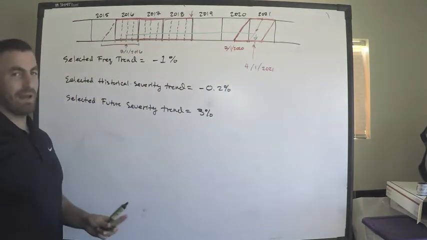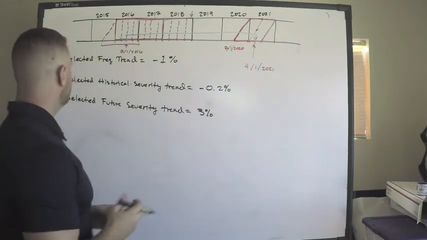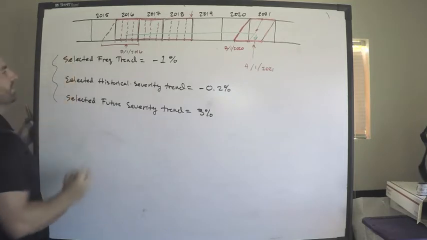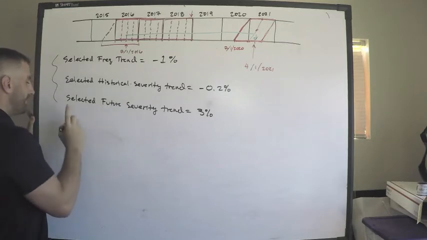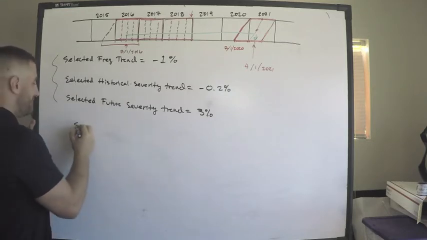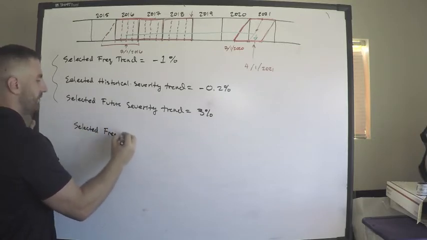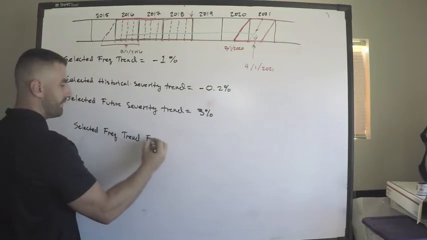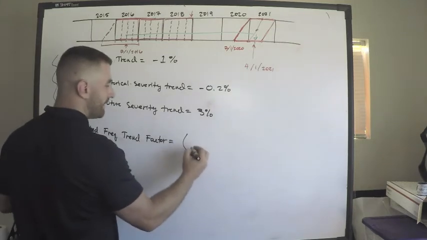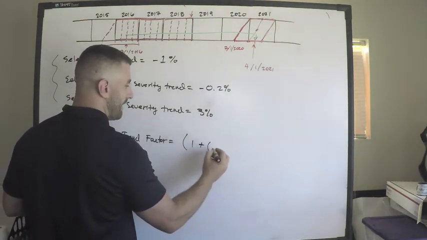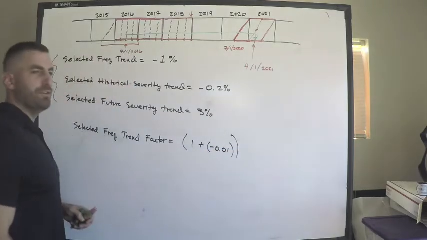Now when I do severity, I'm going to have to break it up. But for frequency, I only have one selection. So let's do that. Okay, so selected frequency trend is -1%. Now that's to be distinguished from the selected frequency trend factor. The selected frequency trend factor is now I need to take 1 plus my -1%, and I need to compound that.